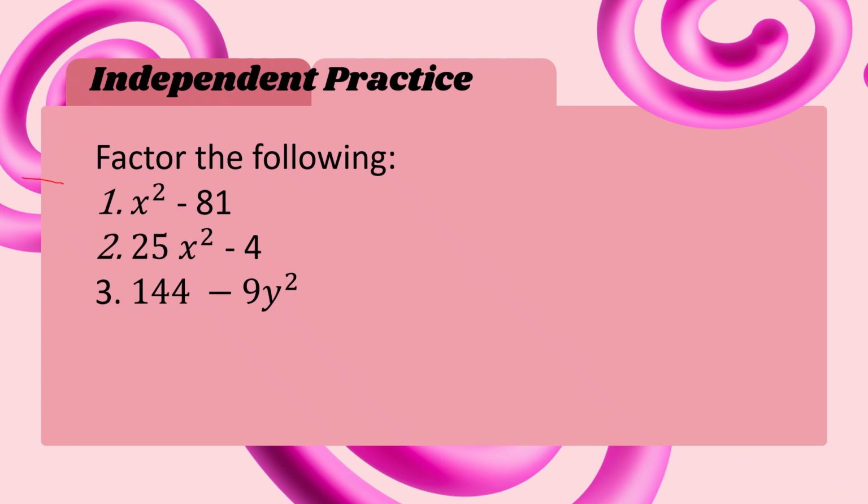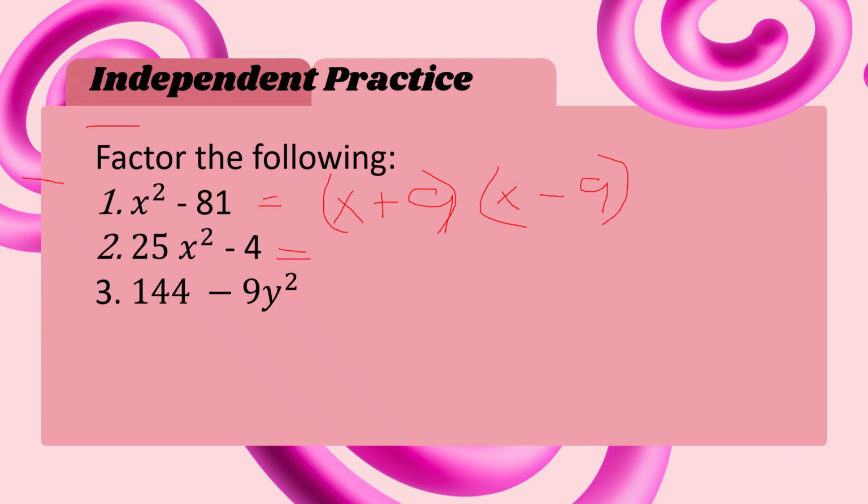Okay, so here we have, what are the factors of x squared? Of course, we have x and x. Now 81 is a perfect square, so the square root is 9. So we got here plus 9 and minus 9.